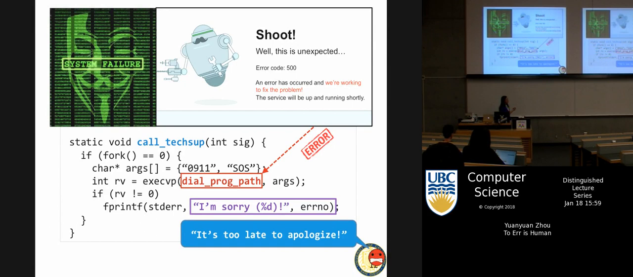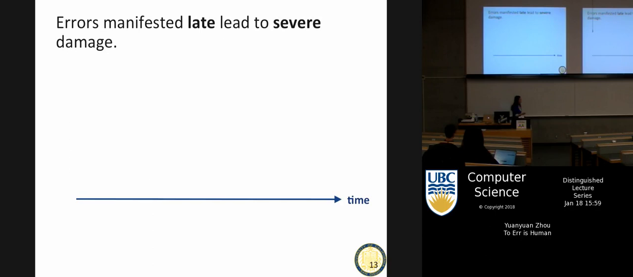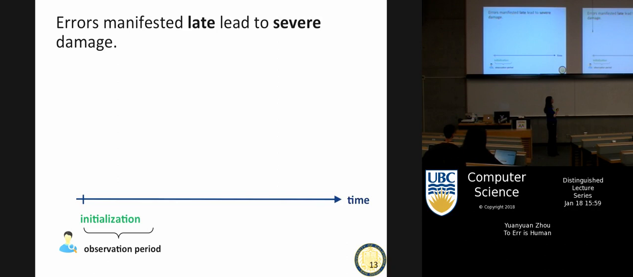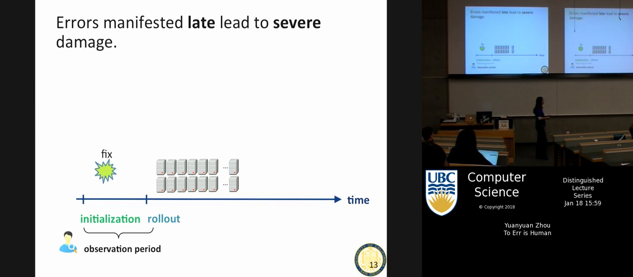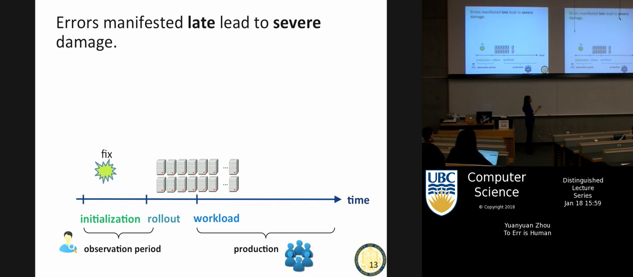So if you look at how the data center works, in the beginning the system admin typically sets up the machines at a small scale and observes. If any problem comes up here, I can fix it because I've not rolled out yet. I've not given it to service users yet. Then at some point I'm going to roll out, and after observing for a certain period, I start to handle user requests. That's the typical workflow.